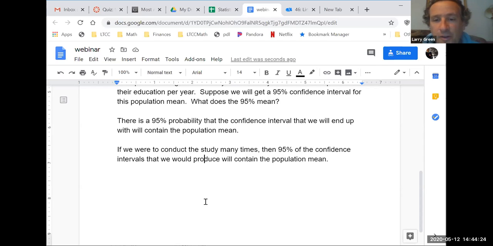This is the deepest and most difficult idea of the week, by the way. So that's why I keep saying it over and over again, because I want you to get it. So before you even do the study, there's a 95% probability the confidence interval will end up containing the population mean. If you think of yourself as researchers, then sometimes you're going to get lucky and sometimes you're not going to get lucky. Getting lucky means that you got a confidence interval that contained the population mean, because you want to be right. Getting unlucky means that you missed it and the confidence interval didn't contain the population mean. That means you got it wrong. Any questions on this idea?